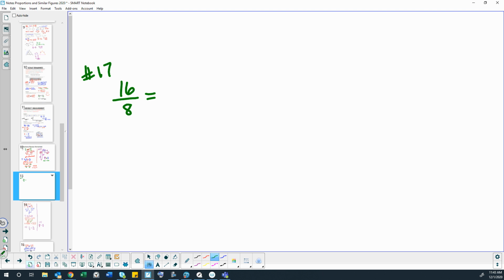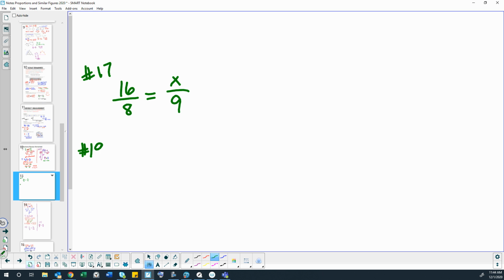So 8 was the shadow for the giraffe. We want to put the shadow for the statue so that it lines up. So since 8 was on the bottom of my fraction, I'm going to put 9 on the bottom of the fraction because those are both shadows. 16 was the height of the giraffe, and I'm trying to find the height of the statue, so that would be one of the top numbers. So now I have that set up, I can cross multiply and solve for that. I'll let you do the solving part.